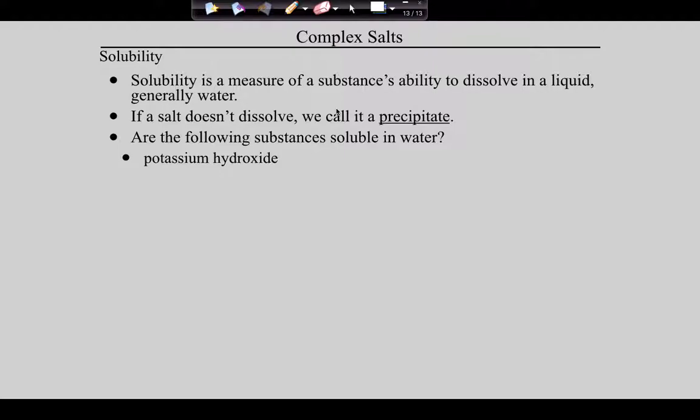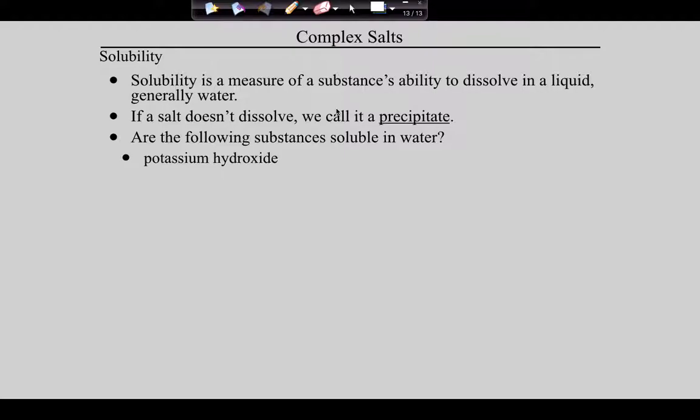And the answer is: grab your yellow ion chart and flip it over on the back. And you'll notice on the back we have what's called a solubility table. Notice how it's organized. Down the left-hand side, you have all of the positive ions, the metals, and also ammonium, a polyatomic. Then across the top, you've got the negative ions. Some of them are polyatomic, some of them are elemental.